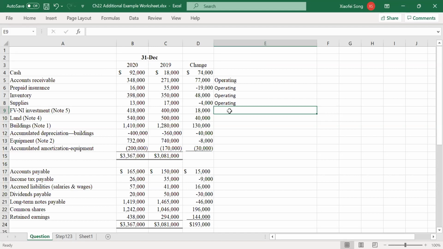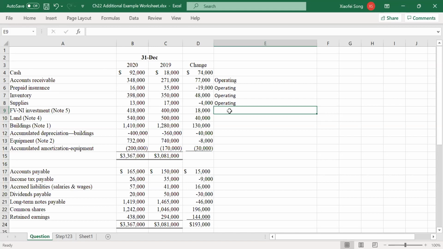The basic objective of this investment is to buy and sell for profit, similar to how you buy and sell inventory for profit. That's the reason fair value through net income investment is considered operating cash flow. So that's something not readily intuitive. There's some inconsistency here because it's an investment.